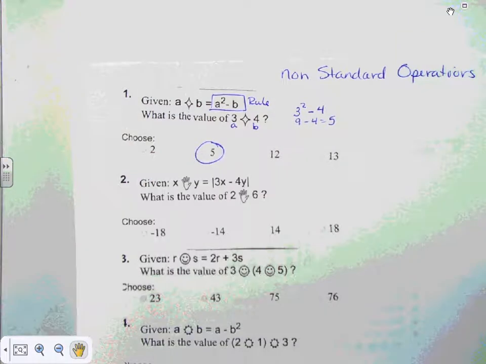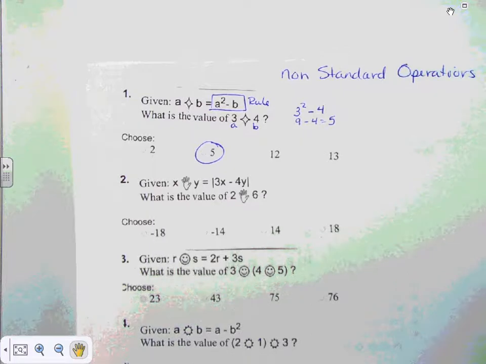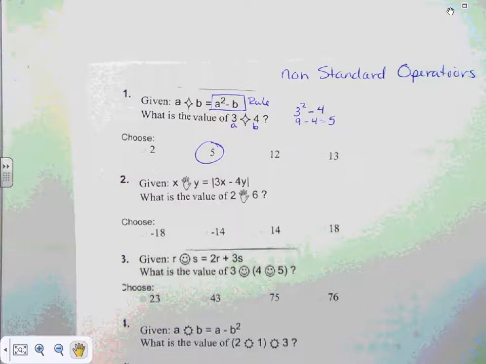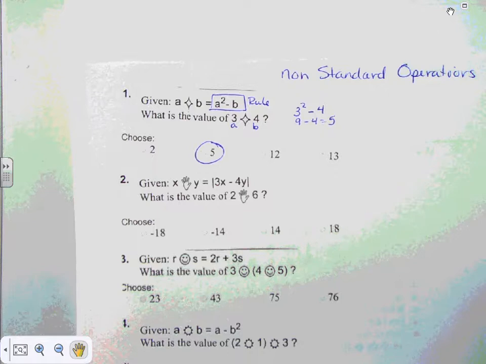Sir, what is the point of all this? As I explained at the beginning, to think outside the box, to learn to be comfortable with things that don't look familiar to you. Okay? And learn how to interpret things.